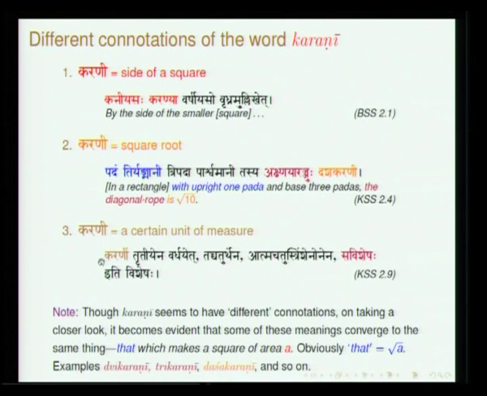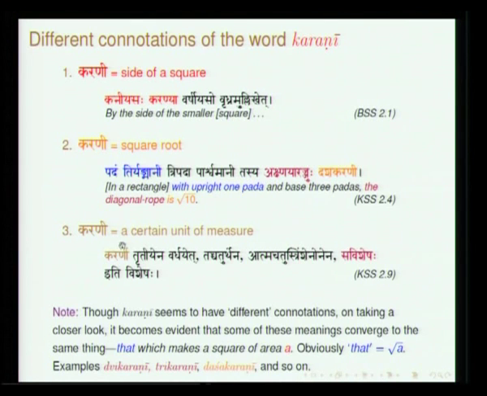Karani is also used in the sense of a certain measure. For instance, in this sutra which we will discuss once more a little later in greater detail, Karanim Tritiyena Vardhayet Tat Chaturthena Atma Chatustrimshonena. This is a sutra which presents you the value of root 2. Okay. So, there the word Karani is used in the sense of a certain unit of measurement.